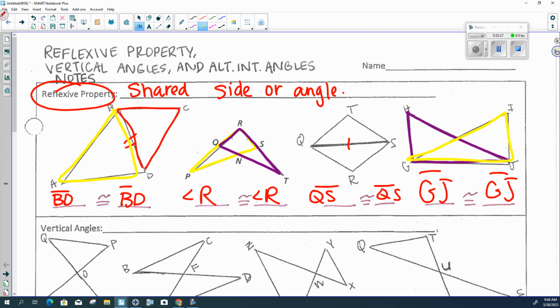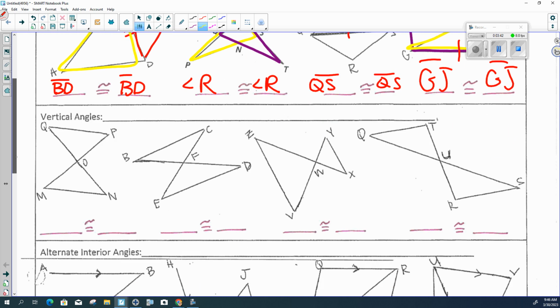And then on the proofs, which we'll do later today, you put the marking, and then you go to the reason and you put reflexive property. Any questions on those ones? All right, let's look at the next property, vertical angles property.